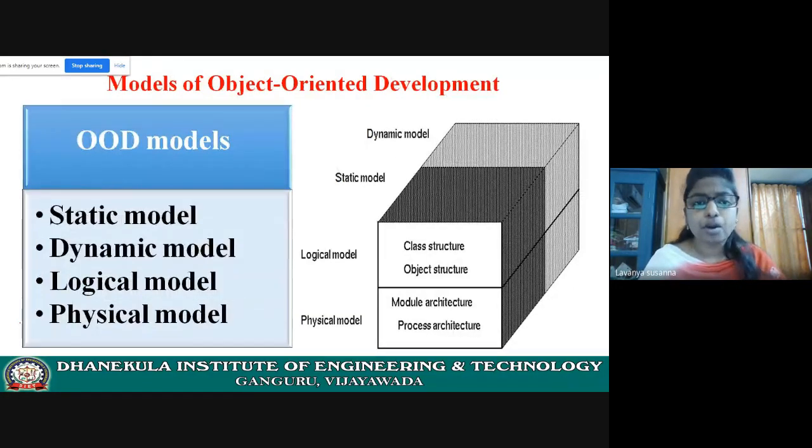I hope you understood the models of object-oriented development. Let me ask some questions.